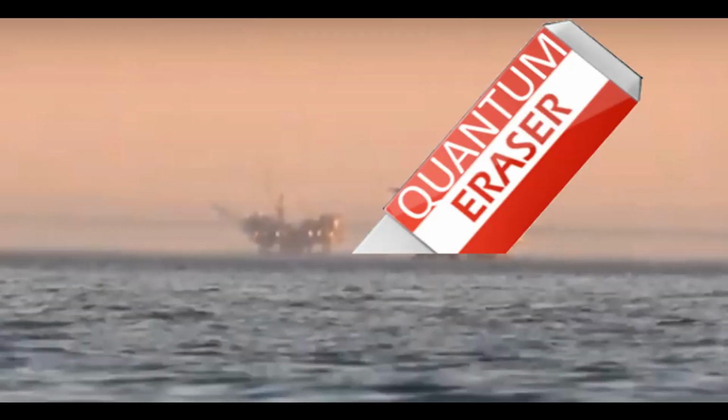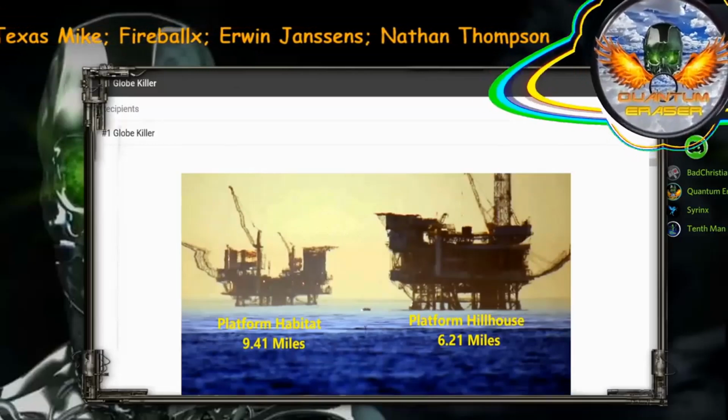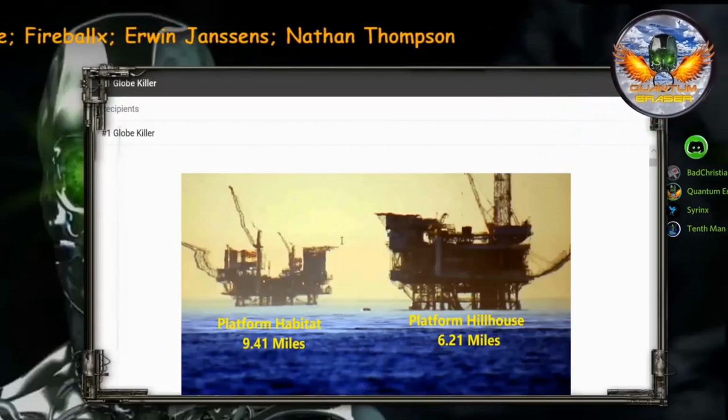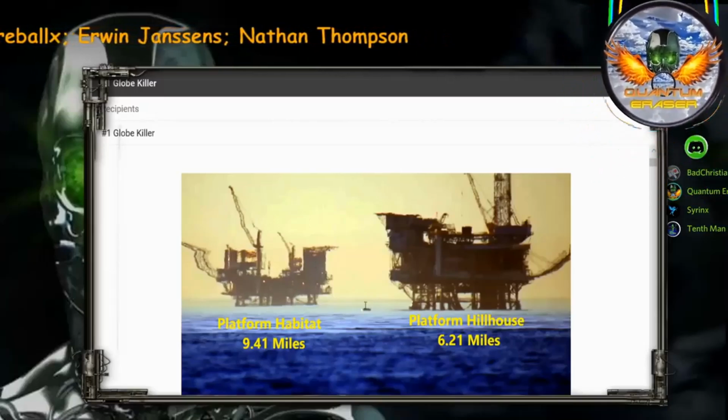Today I'm going to have a look at Quantum Eraser. Look, I know he's long and thin, but he is certainly green. The argument isn't in regards to the oil platforms, this one, or their boat.